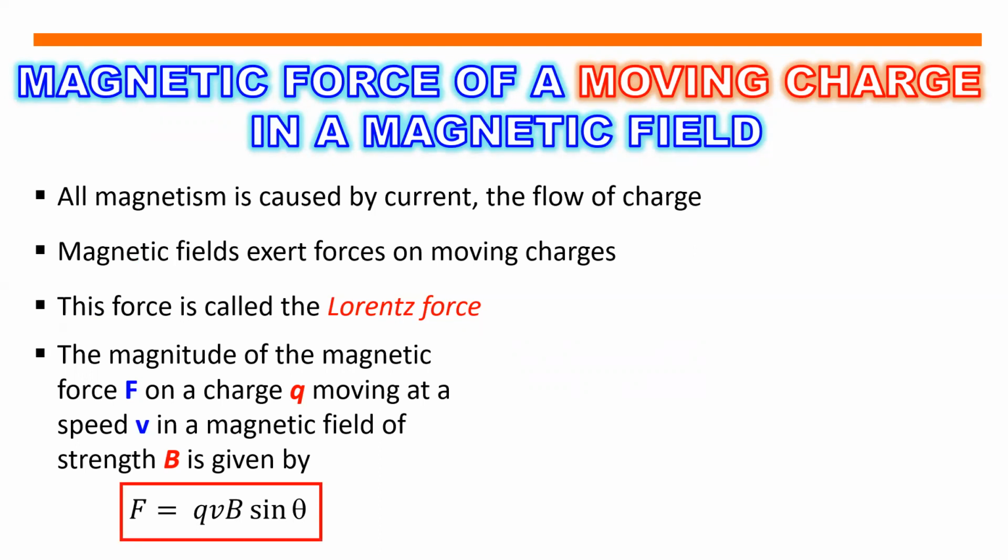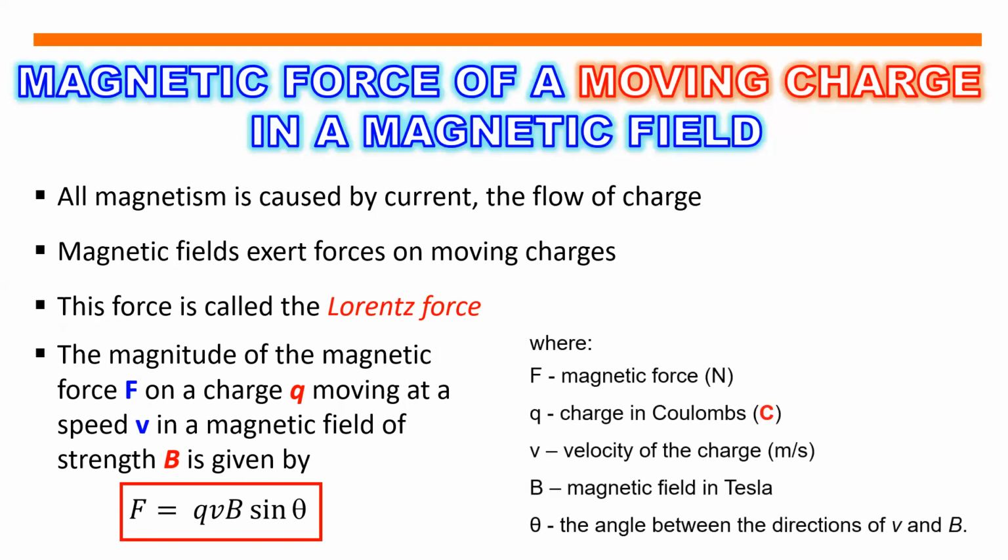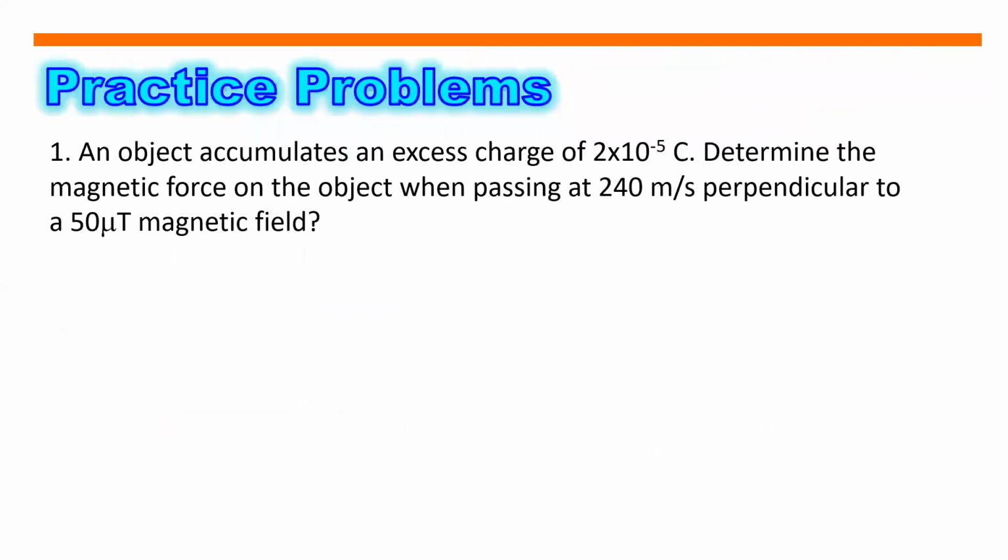This is the equation of the magnetic force of a moving charge in a magnetic field, where F is the magnetic force in newtons, Q is our charge in coulombs, V is the velocity of the charge measured in meters per second, B is the magnetic field in tesla, and theta is the angle between the direction of the velocity and the magnetic field. So let's have practice problems.